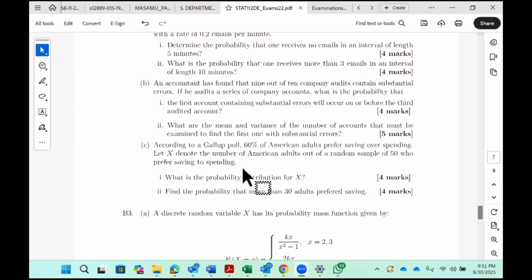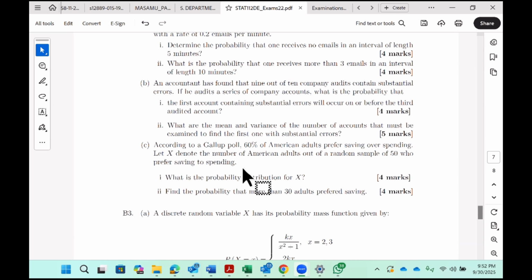An accountant has found that 9 out of 10 company account audits contain substantial error. So 9 out of 10, so 9 over 10. That's the probability. P equals 9 over 10, that's 0.9, and q is 0.1. So that is what will be our probability that will help us to calculate that.